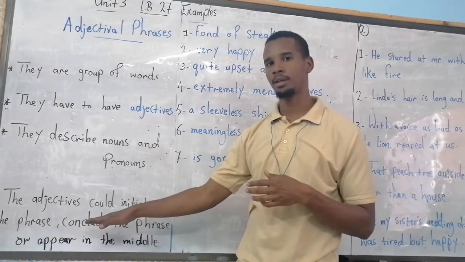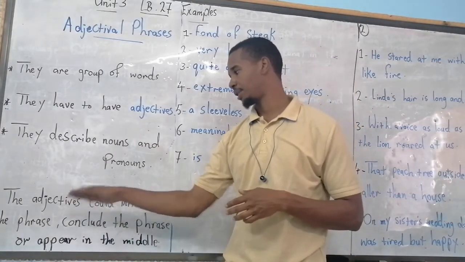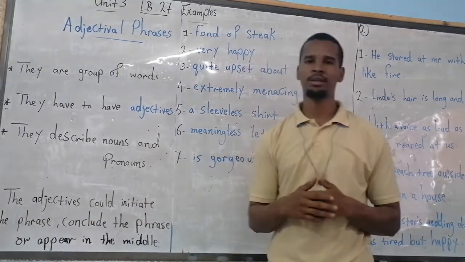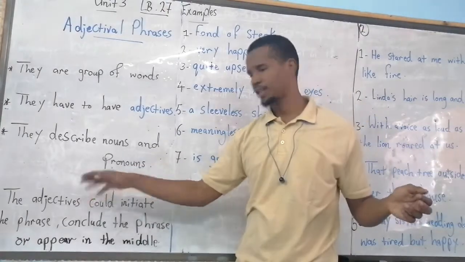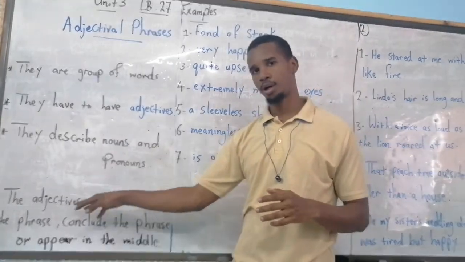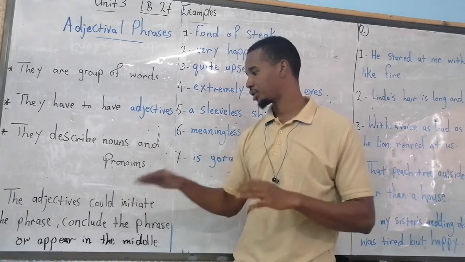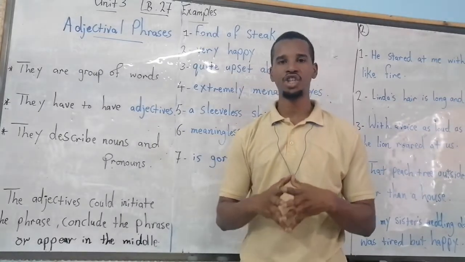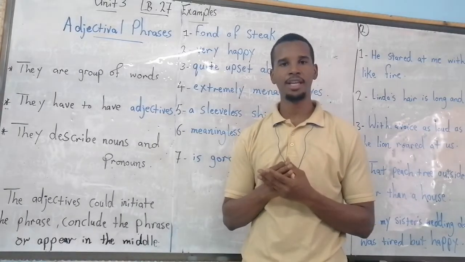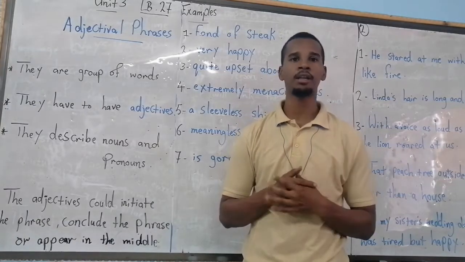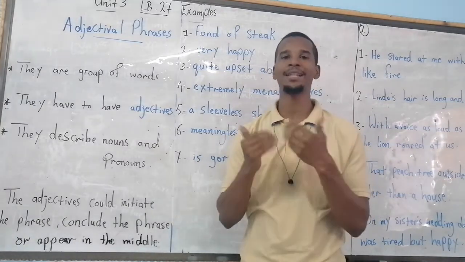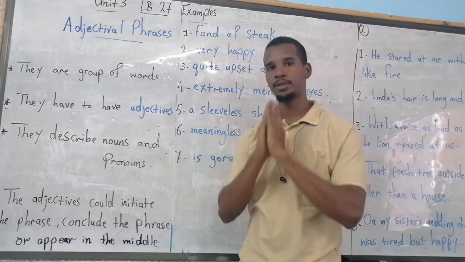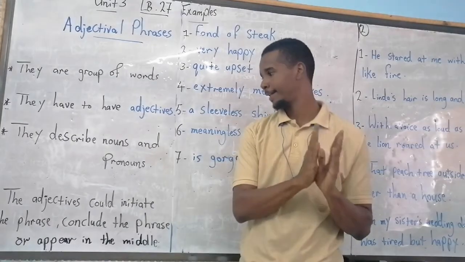And one last thing to be aware of is that the adjectives could initiate the phrase, conclude the phrase, or appear in the middle. What does this mean? The adjectives, I hope the camera covers this part of the board. The adjectives could initiate the phrase. Everyone say initiate. Initiate. When you initiate something, it starts with it. It begins with it. So in the adjectival phrase, we can find the adjectives at the beginning. They could initiate the phrase.